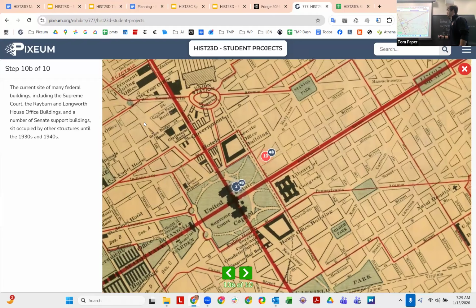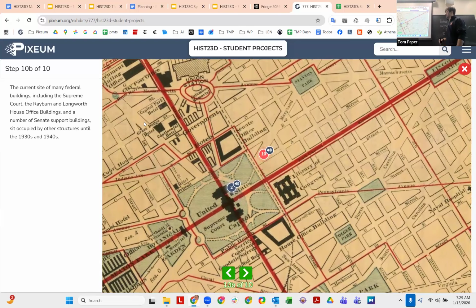And then the last thing, a lot of the buildings that you might know today, such as the Supreme Court, actually don't exist. The Supreme Court was built in the 30s and 40s, so that site was currently sitting empty. The Supreme Court was actually in the old Senate chambers in the Capitol building. The Longworth and Rayburn House office buildings don't yet exist. So again, the federal government, both in size and scope, has expanded a lot since this map was created. And that's all.